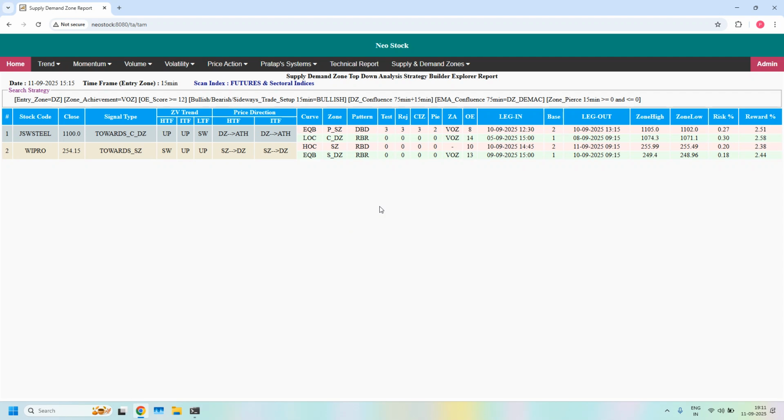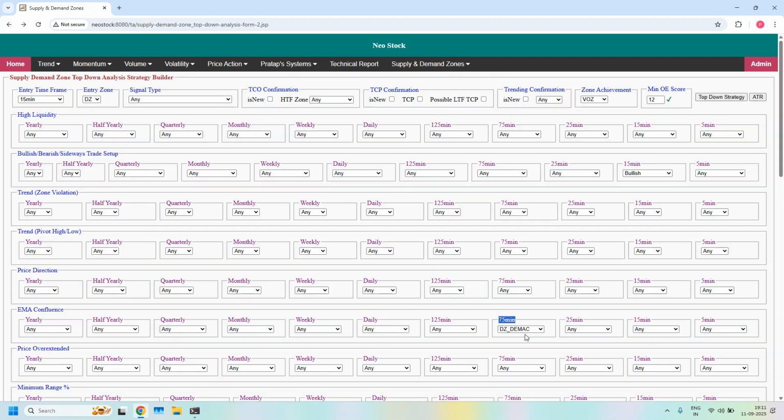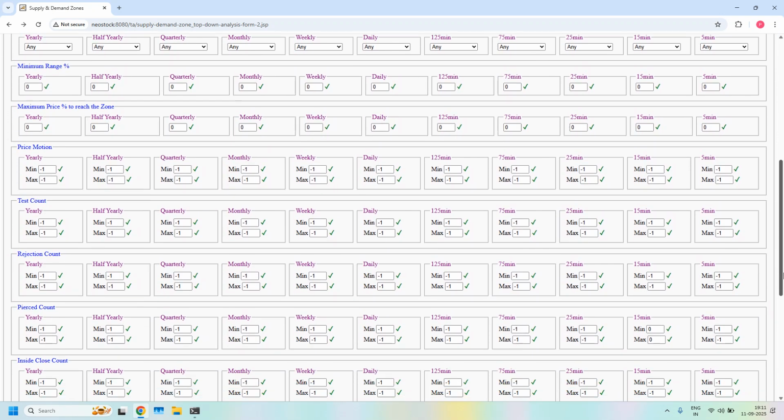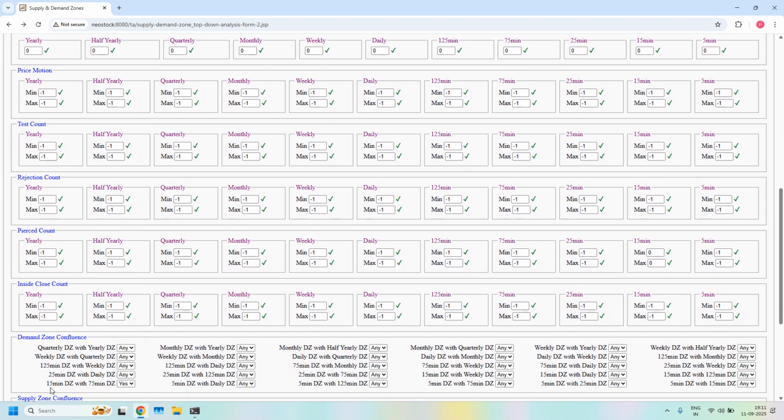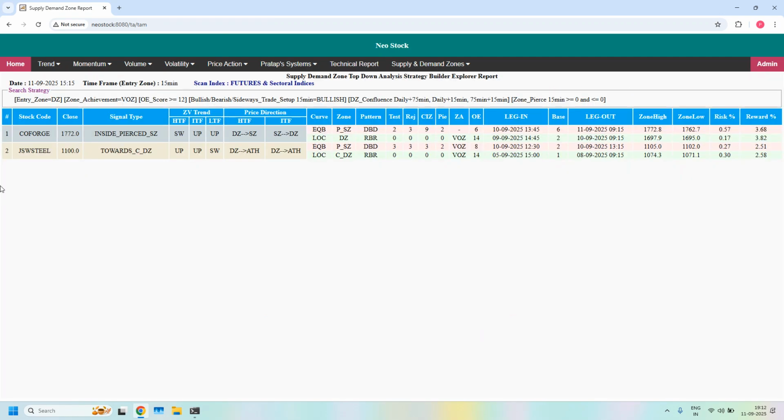Okay, next filter is LTF, ITF, HTF demand zone confluence. Removing ITF EMA filter. Demand zone confluence, 3 filters: first one 15 and 75 minutes, 15 and daily, and 75 minutes and daily. Demand zone confluence for all the 3 filters. We got 2 stocks. In these 2 stocks, the first one's daily trend is sideways, but the second one's daily trend is uptrend. So uptrend you can use EMA confluence.